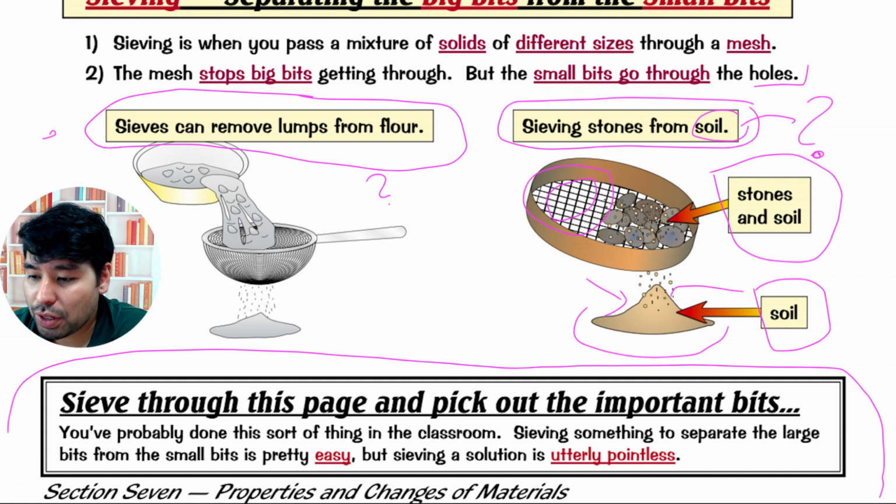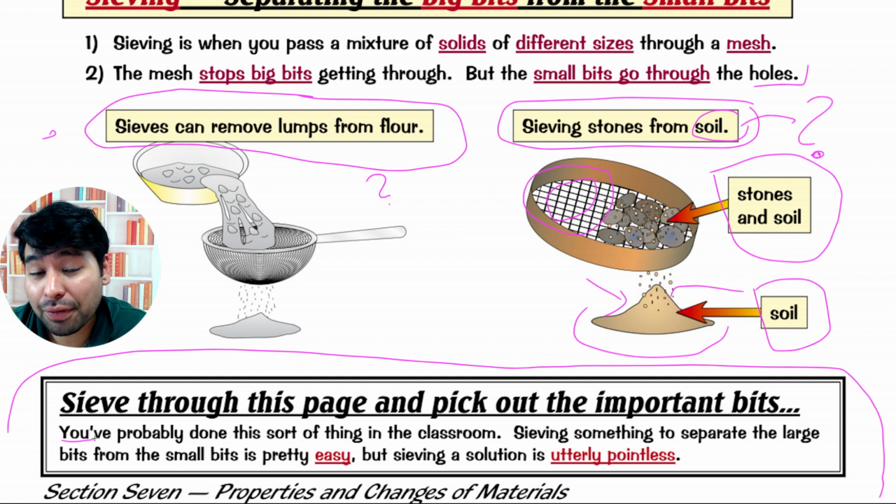So, you've, which is you have, okay? This word here, you've, means you have probably done this sort of thing in the classroom. Maybe you have done that at school. Maybe, I don't know. Sieving something to separate the large bits from the small bits is pretty easy. But sieving a solution is utterly pointless.